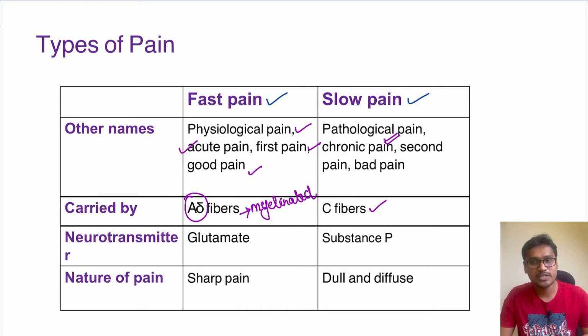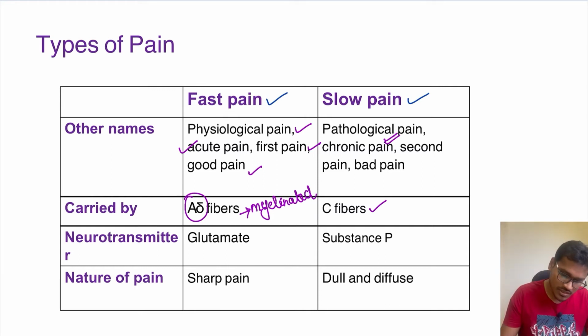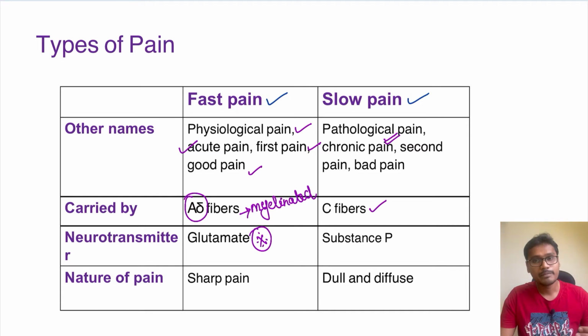The neurotransmitter is also very specific, because it has been asked in MCQs: what is the neurotransmitter for fast pain? It is the glutamate. Previously, for slow pain also glutamate was given in the answers, but right now it has been updated and substance P is indicated for slow pain.